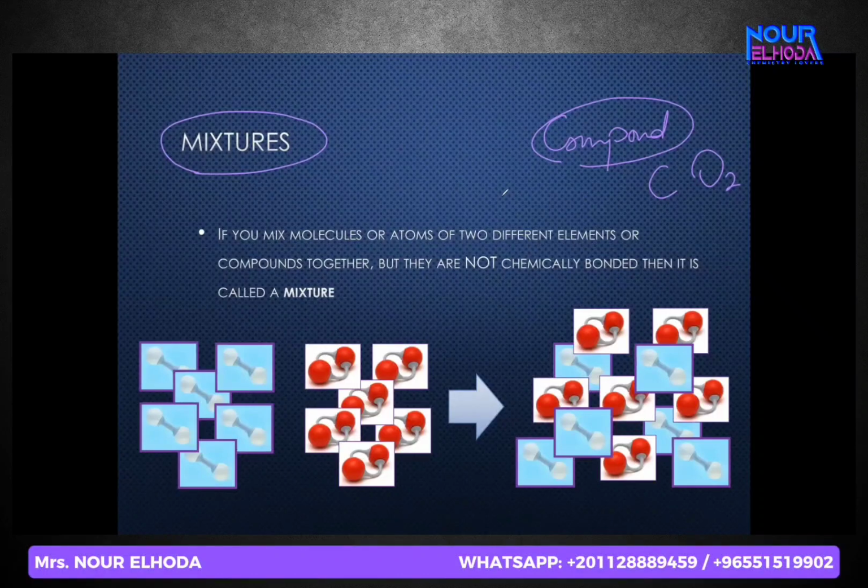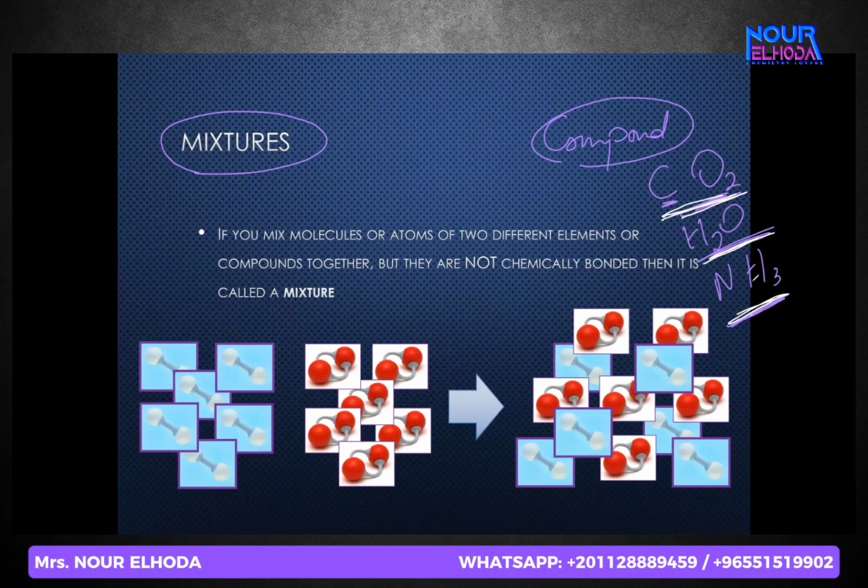Exactly, you are correct. If I'm having elements, these elements are joined together, let's say carbon or oxygen. If I'm having water, so H and O, ammonia and H. If these elements are combining together, but chemically bonded, what do I mean by chemically bonded? Chemically bonded means there is a bond between them, not only mixed. They are chemically bonded together.